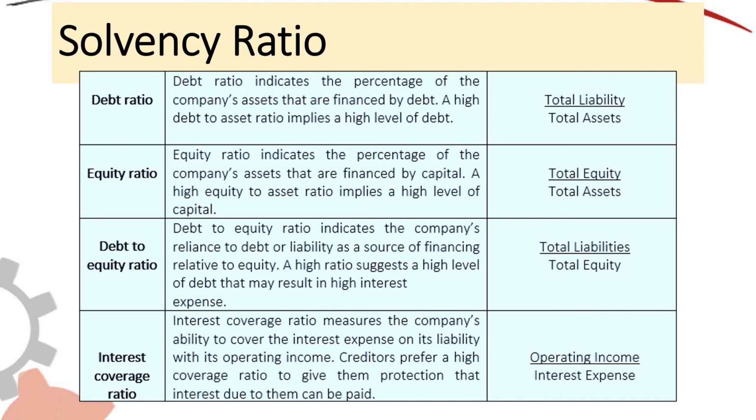Last one, we have the interest coverage ratio, which measures the company's ability to cover the interest expense on its liability with its operating income. Creditors prefer a high coverage ratio to give them protection that interest due them can be paid. This is computed by operating income divided by interest expense.